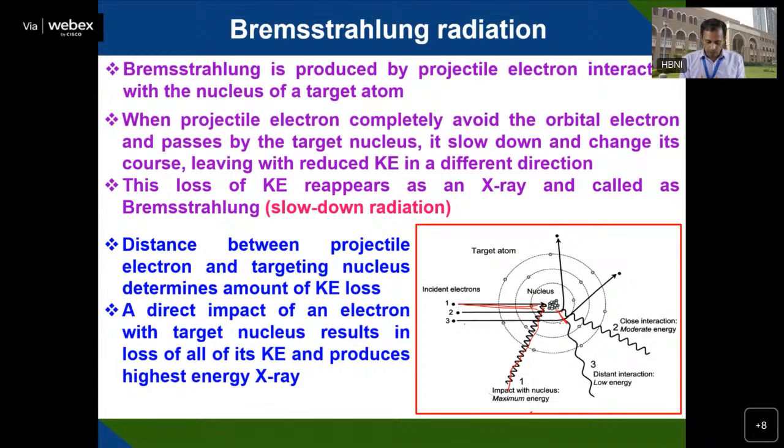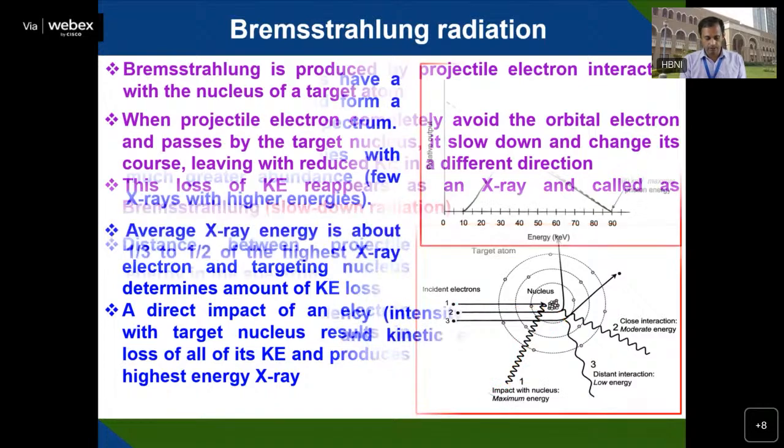So how far the nucleus is from the projectile electron decides the kinetic energy loss. A direct impact of the electron on the target nucleus results in the maximum loss; as I told you, the maximum energy will be produced when we have a direct interaction with these atoms.